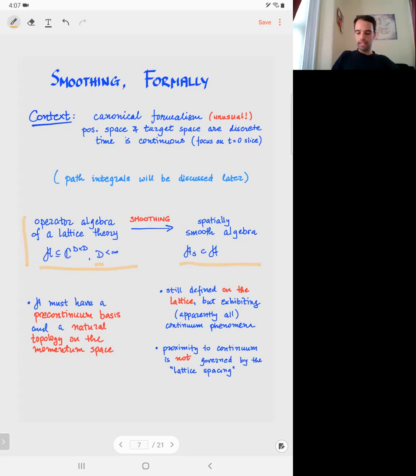a subalgebra called AS, whose elements obey some very nice criteria. So there are two properties that this starting algebra has to obey. I've listed them here. These words don't really mean anything to you, so I will explain them in the next slide. But basically, it has to have something that I call a pre-continuum basis. So there has to be some natural structure of the algebra with respect to the Hamiltonian, and the Hamiltonian also has to give you a nice notion of a momentum space with some natural topology on it, with some natural notion of adjacency on the momentum space. So I will describe that in detail later.